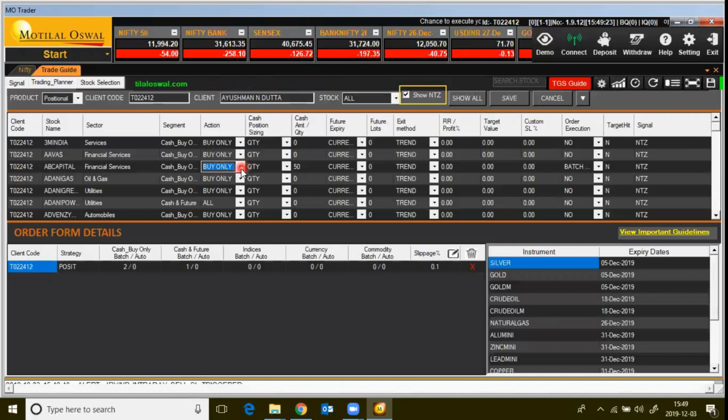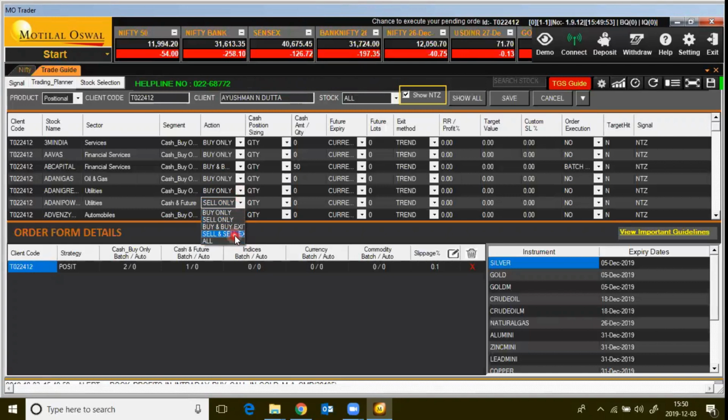Then we have buy and buy exit. When you select buy and buy exit and click on the save button, whenever the signals come in front of you for ABC Capital, the batch order opens in two scenarios. First, when there is a buy signal, the batch order will open, and when there is a buy exit signal, then also the batch order will open in front of you. Similarly, for cash and futures stocks which trade in the cash and futures market, we have an additional action such as sell only. Sell only means whenever there is a short sell signal, at that time the batch order will open in front of you for that particular stock.